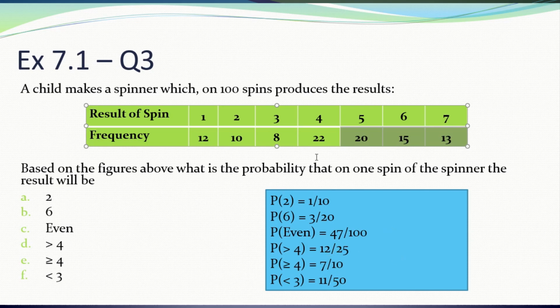More than or equal to 4, now 4 is included. So you add all this up. Alright, you will get 70 over 100. Final answer 7 over 10. Less than 3, 3 not included. So it will be 22 over 100. Final answer 11 over 50.